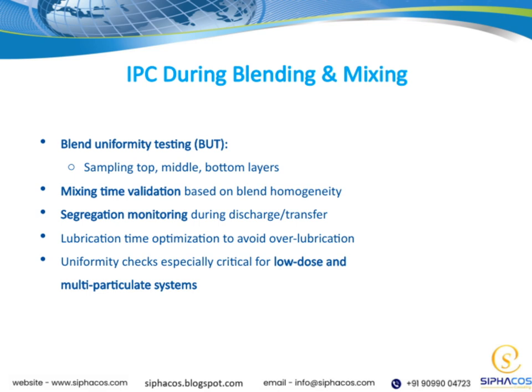And of course, uniformity checks are especially important for low-dose and multi-particulate systems, where even small variations can have significant impacts. Throughout the entire process, effective IPC during blending and mixing is essential. It helps us maintain control, detect issues early, and ensure the final product meets quality standards. Remember, these steps are all interconnected. They help us achieve consistent, high-quality products every time.